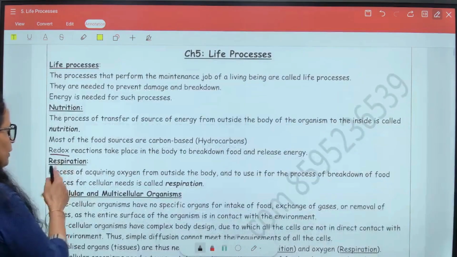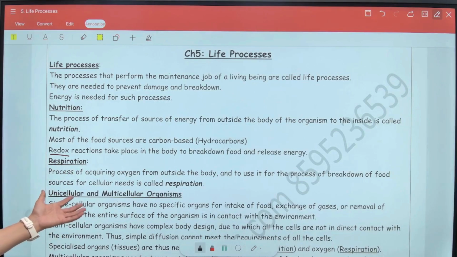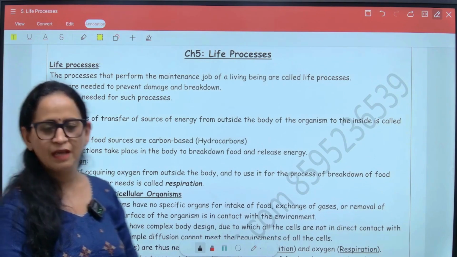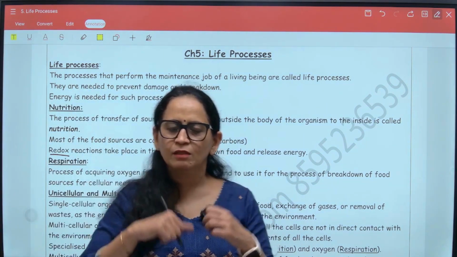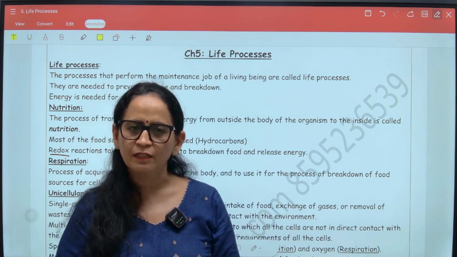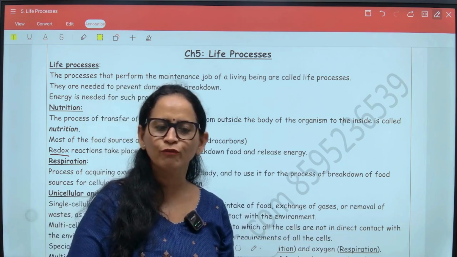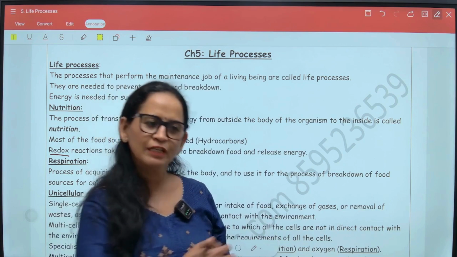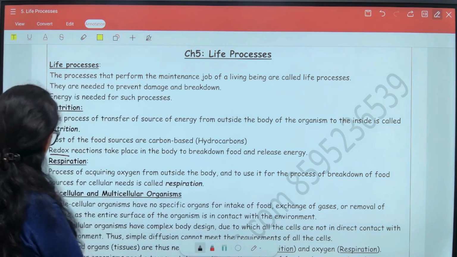What is respiration? It is a process of acquiring oxygen from outside, which is then used for breaking down food to release energy. So taking in oxygen from outside is breathing, but respiration is the breaking down of food in the presence of oxygen. We'll get into the details of each of them gradually.